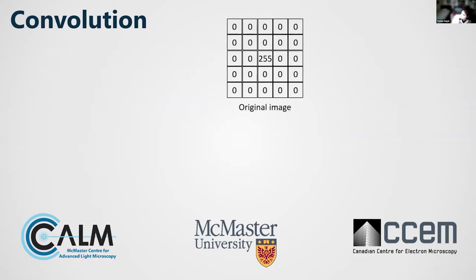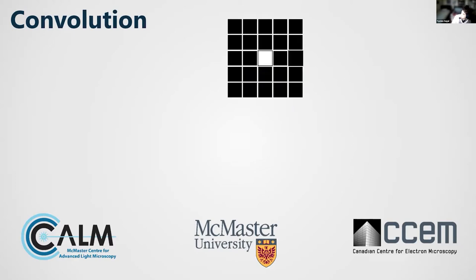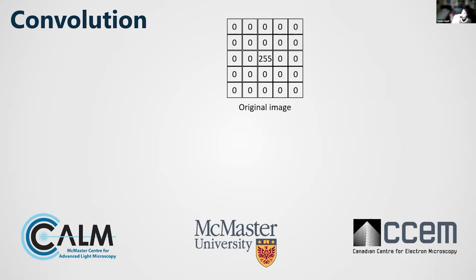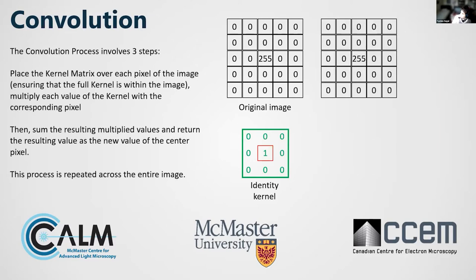So here we have some original image with pixel values. Let's say we have something like the identity kernel, which will keep it the same. If you've done any math courses before, I'm sure you know about the identity matrix. The kernel is very similar. There are three steps. You place the kernel matrix over each pixel of the image, then sum the resulting multiplied values, and the resulting value is the new center pixel.